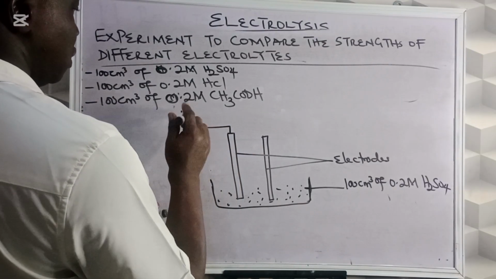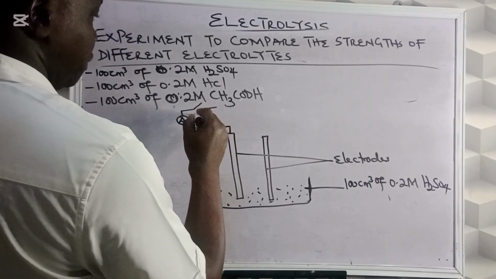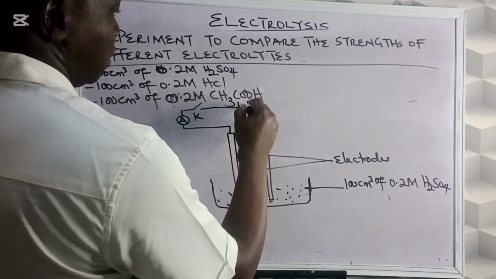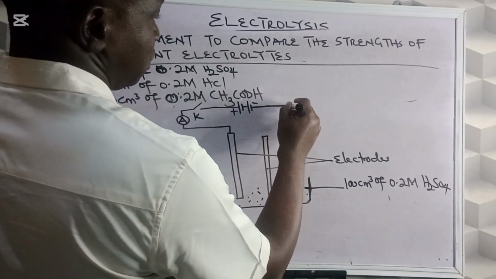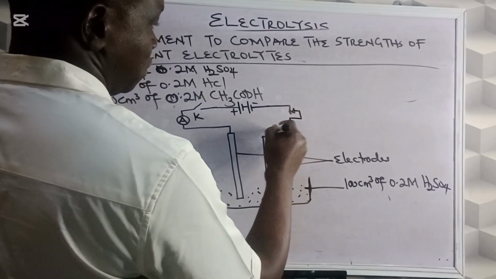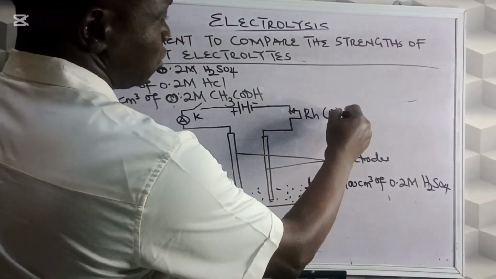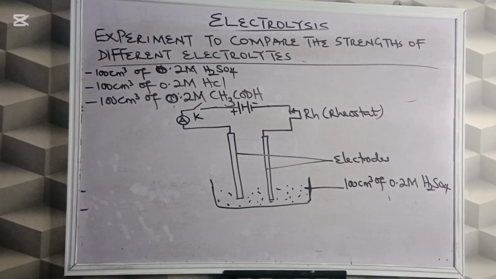Put the connection here. You can put the ammeter here, no problem. Put the key here. So the cell is here: cells, battery, plus, minus. Then put the rheostat. This is known as a rheostat. Anywhere you see this, you call it a rheostat, to adjust the flow of current in the circuit. That's the function of the rheostat. So this is the diagram.